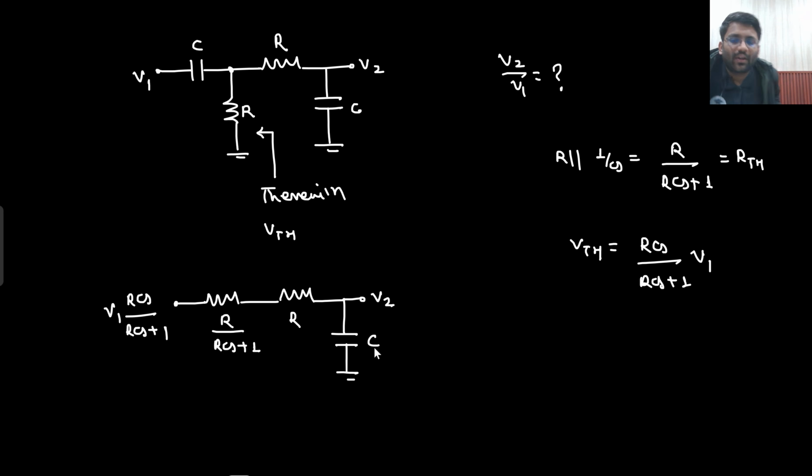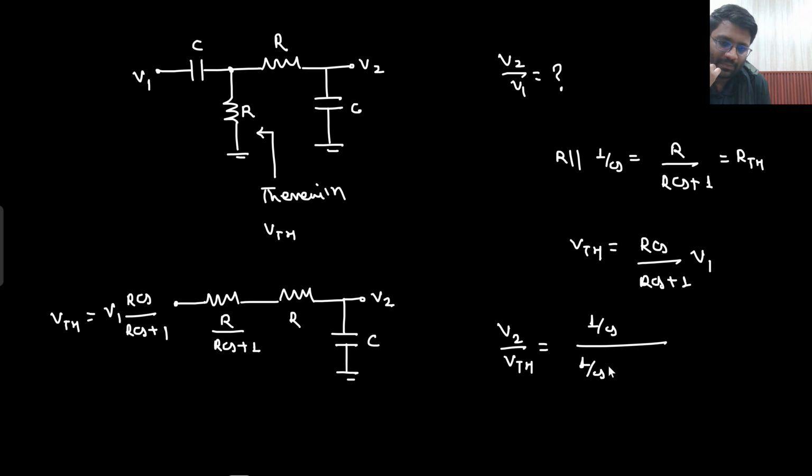Okay, now we need to find out V2 by V1. Can we do this? Very easily we can do this. What is your V2? V2 by this particular potential. Let's call this potential VTH. So what will be your V2 by VTH? V2 by VTH would be nothing but 1 by CS upon 1 by CS plus R, upon R plus R upon RCS plus 1. Is that understandable to you?